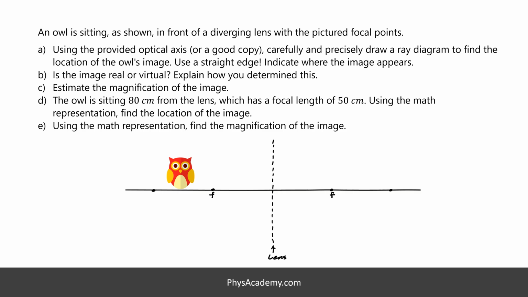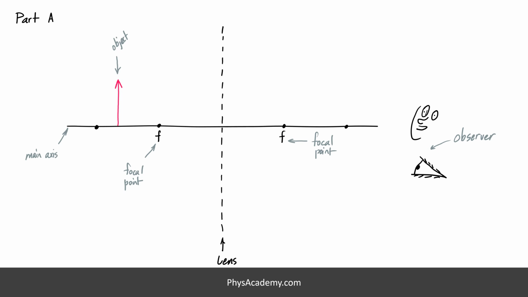Part D. The owl is sitting 80 centimeters from the lens, which has a focal length of 50 centimeters. Using the math representation, find the location of the image. Part E. Using the math representation, find the magnification of the image. In Part A, we will sketch a complete ray diagram with all of the components of a full credit work.